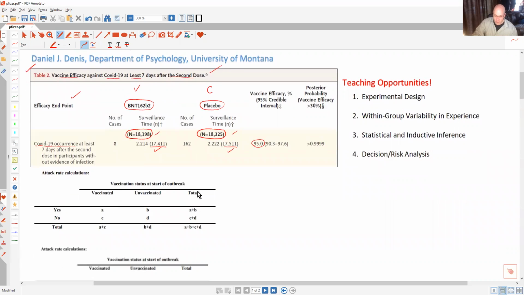One point before we start is it may be tempting to look at this 8 versus 162 directly. Now, these are the number of people in the vaccinated group that developed COVID-19. This is the number in the placebo group that developed COVID-19. But we can't simply compare 8 to 162 directly because they're based on different amounts of information. So what we need is the computation of a rate.